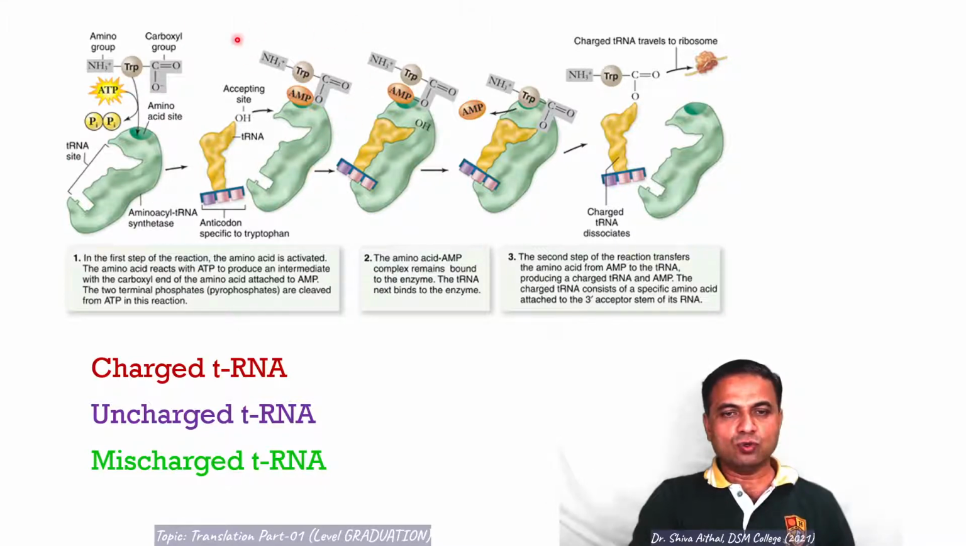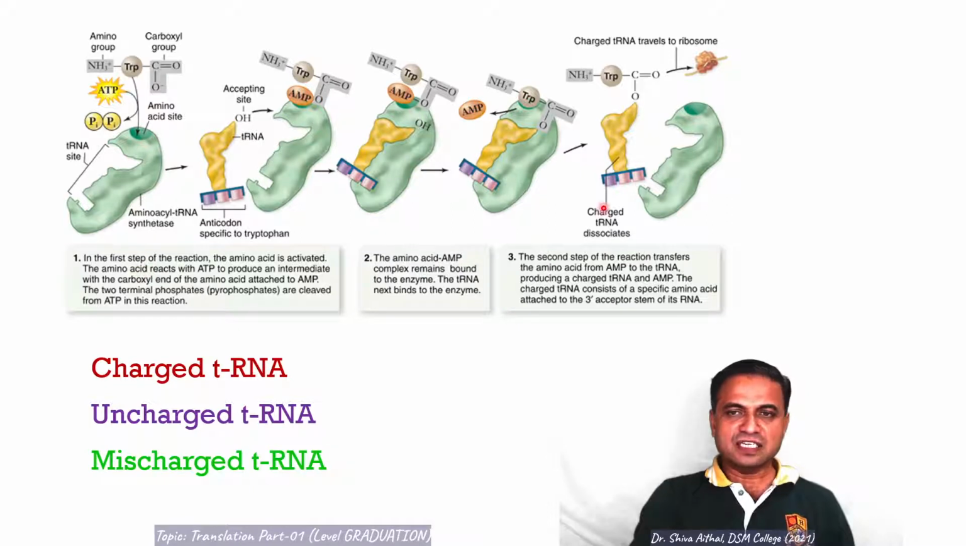It remains bound to the enzyme. tRNA next binds here. The tRNA next binds to the enzyme, and in the third and final reaction, the transfer of amino acid from AMP to the tRNA takes place, producing a charged tRNA and AMP. This charged tRNA now consists of a very specific amino acid attached to the 3' acceptor stem of the tRNA, and it is ready to travel to the ribosome for protein synthesis.